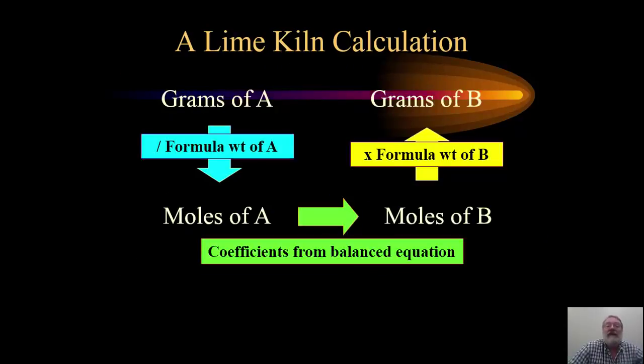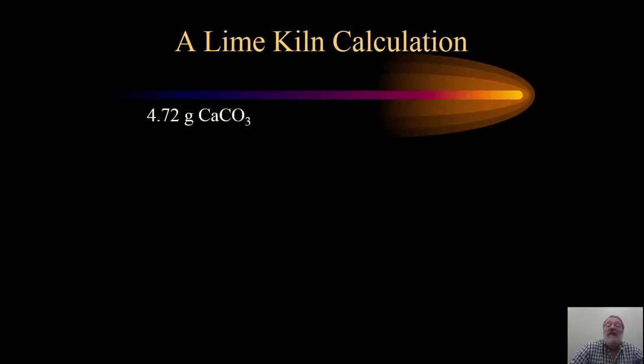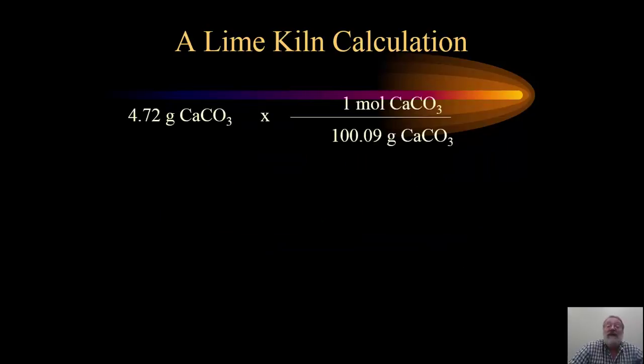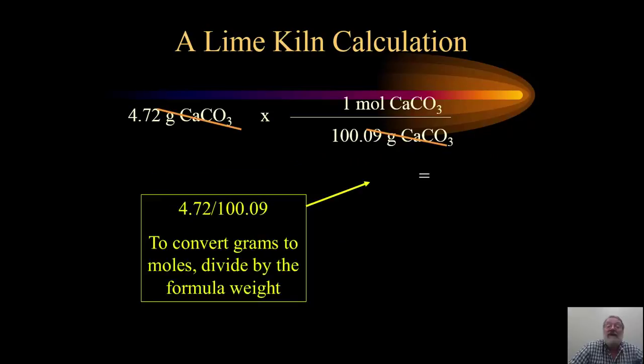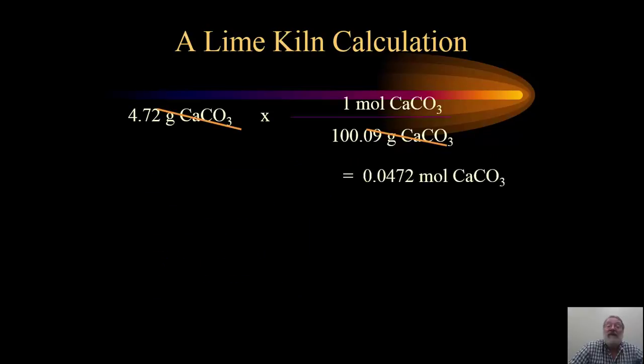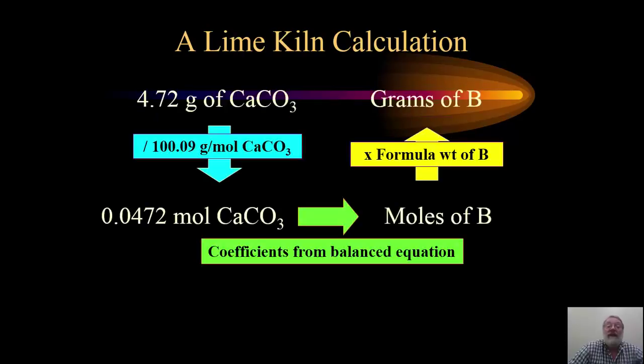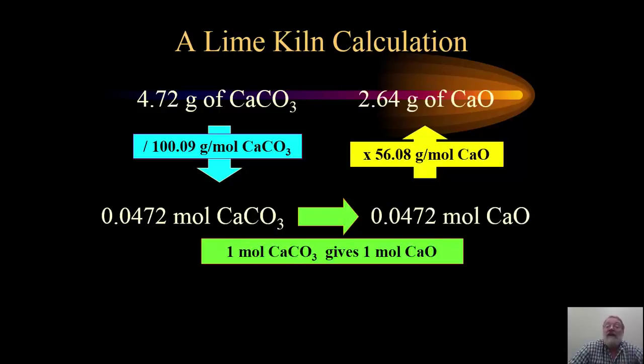So here's the general problem-solving strategy shown diagrammatically. We're going to do the first step, 4.72 grams of calcium carbonate. We're going to divide by the formula weight and get moles of calcium carbonate. So here we are doing the calculation, 0.0472 moles. So we've done the first step. We do similar sorts of procedures to get to the final answer. It says 2.64 grams of calcium oxide come from 4.72 grams of calcium carbonate.